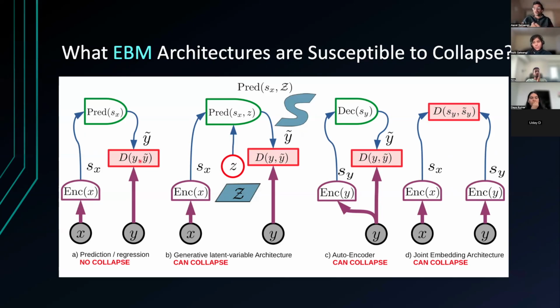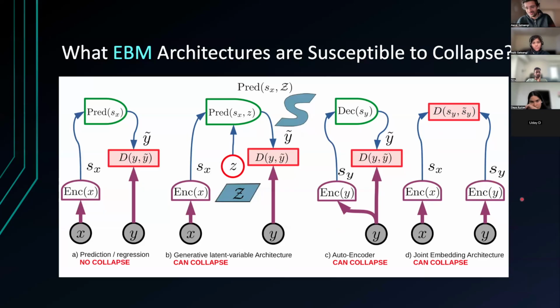But if you are using a generative latent variable architecture, there can be a collapse. If you're using an autoencoder type of thing, there can be a collapse. And if you're using a joint embedding architecture, which looks like this, if you see right here, there can be a collapse. If you want me to go through why these collapses happen, we can also do that.